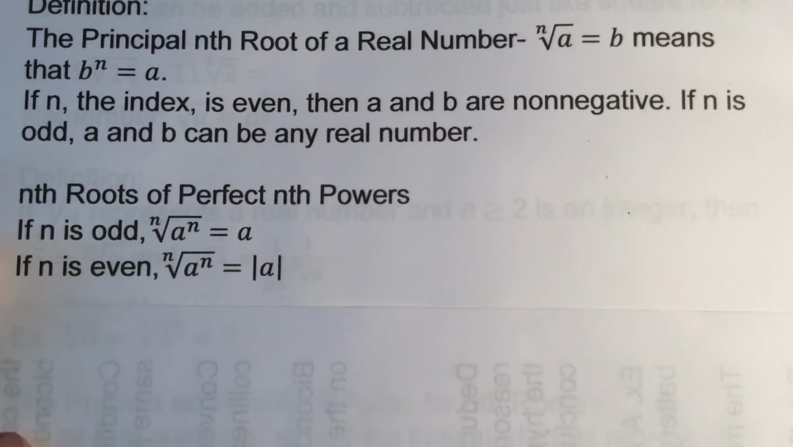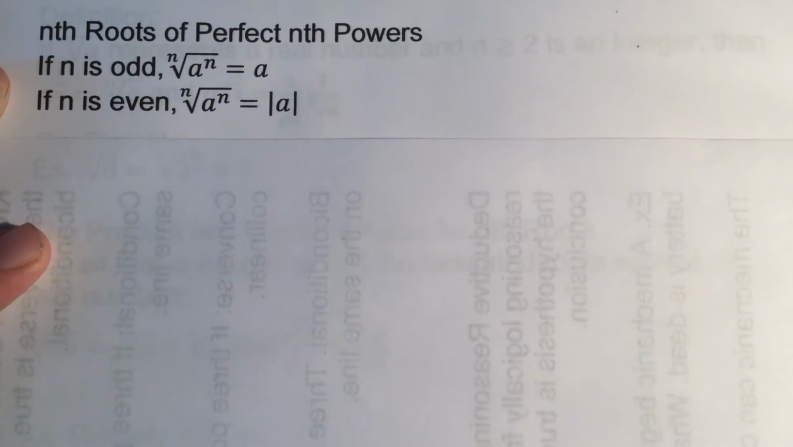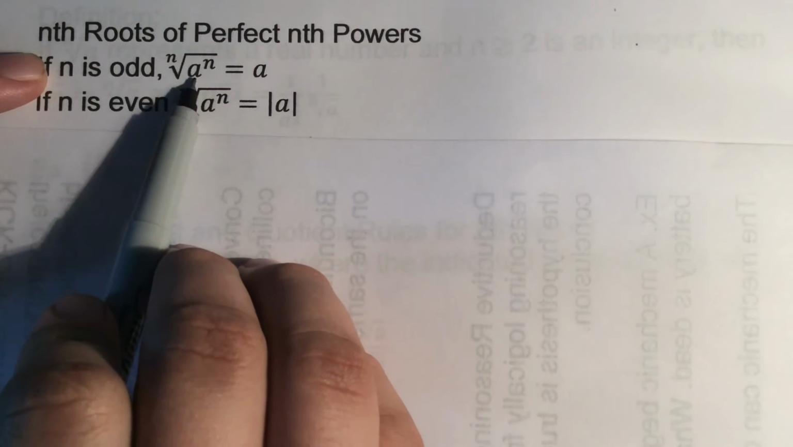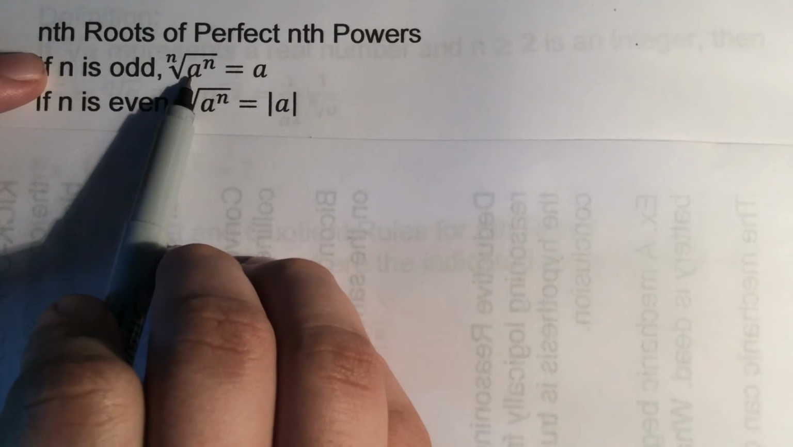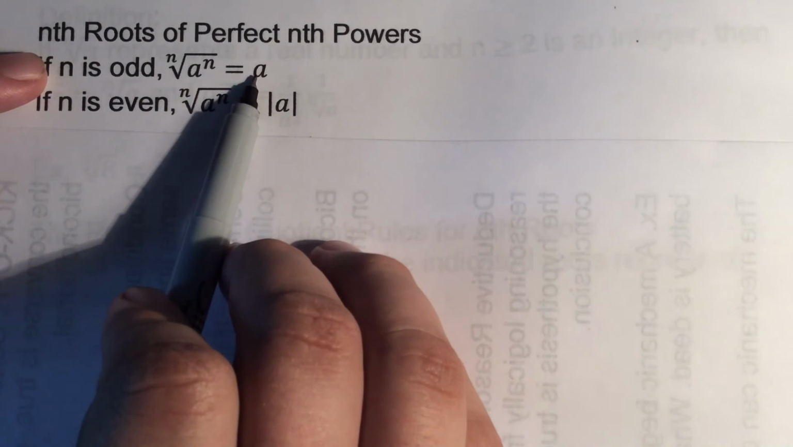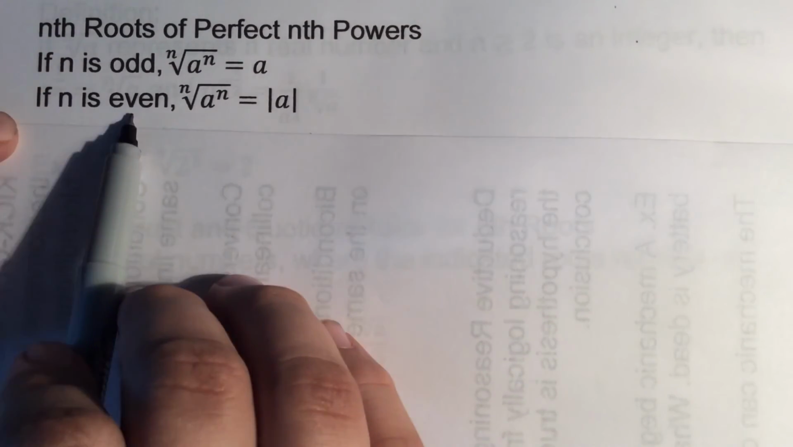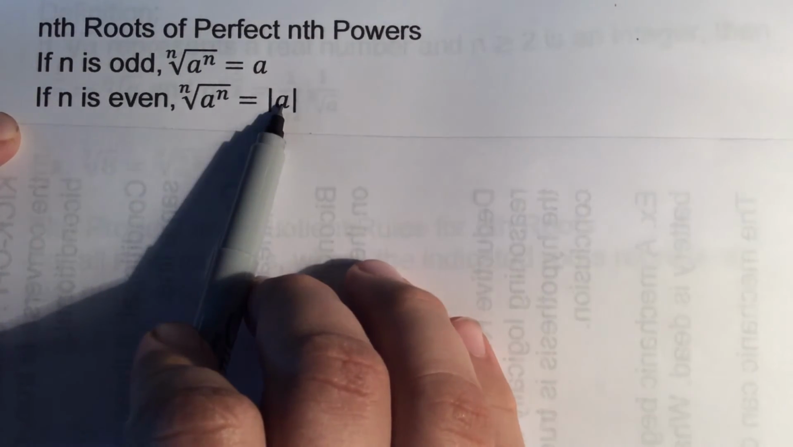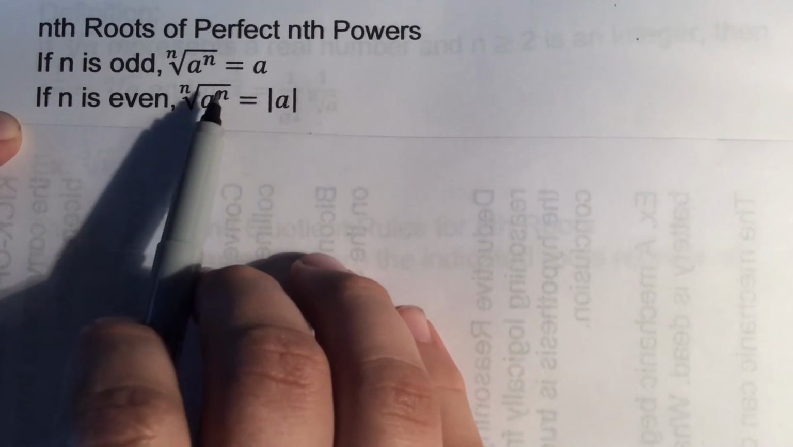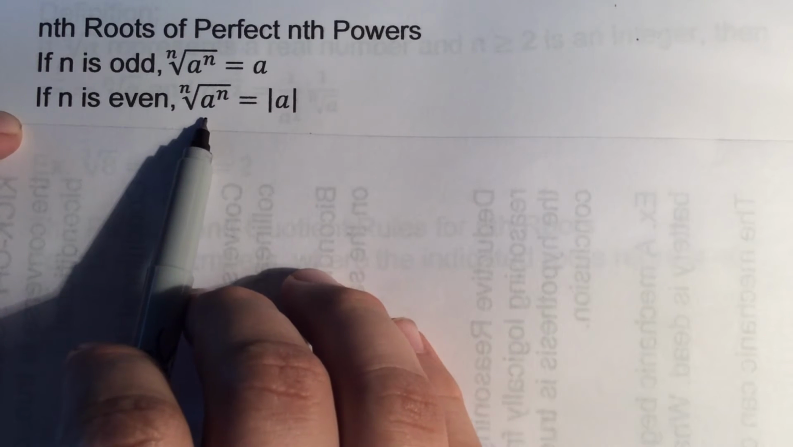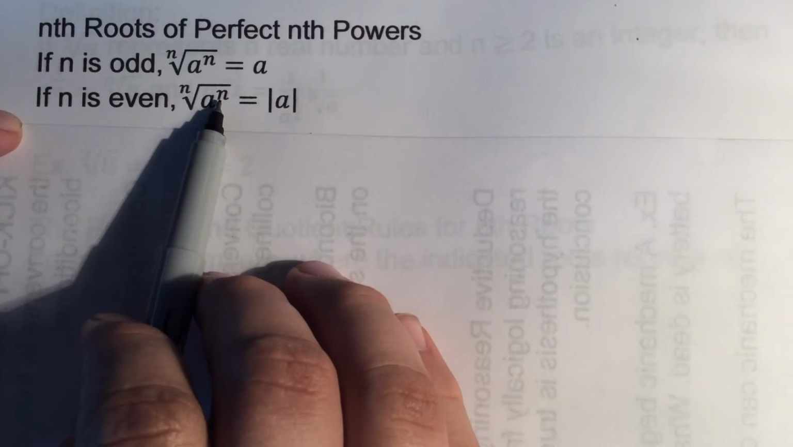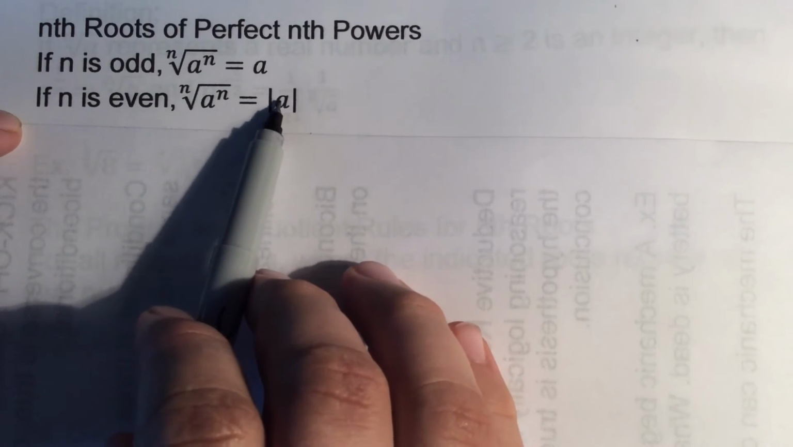So nth roots here. Now, if n is odd, so if it's a cube, the fifth, the seventh, it's going to be whatever sign it is in here. So if this is a negative 125, the cubic root would be negative 5. It's going to be the same sign. If it's even, it's always going to be the absolute value. So if it's to the 12th, to the 16th, whatever it is, when we pull it out, it'll always be positive.